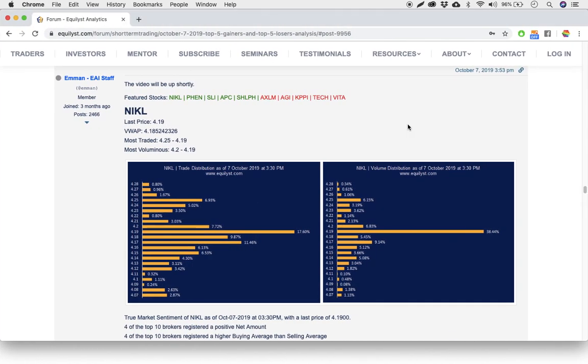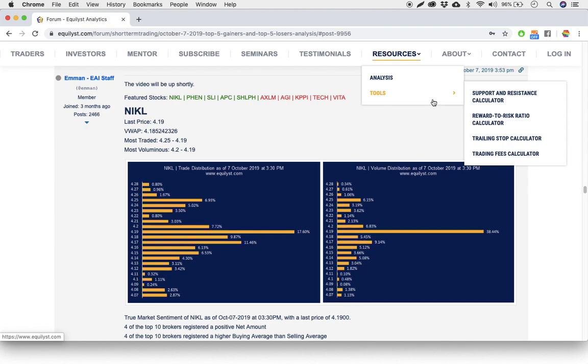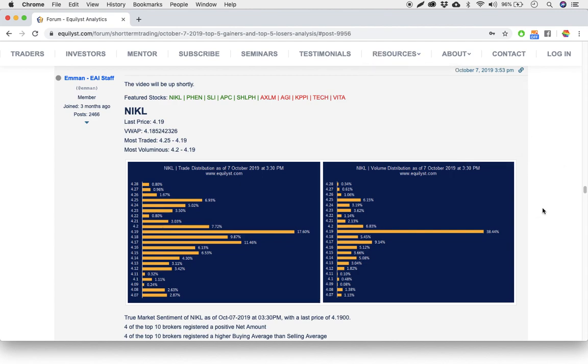All right, so this is the location of the tools that I was talking about. Click on resources and then tools. I got the support and resistance calculator, reward to risk ratio calculator, trailing stop calculator, and the latest one, the trading fees calculator, so that you will know in advance, even before you buy or sell the stock, how much you're going to pay and how much you are going to receive, including the taxes and fees.